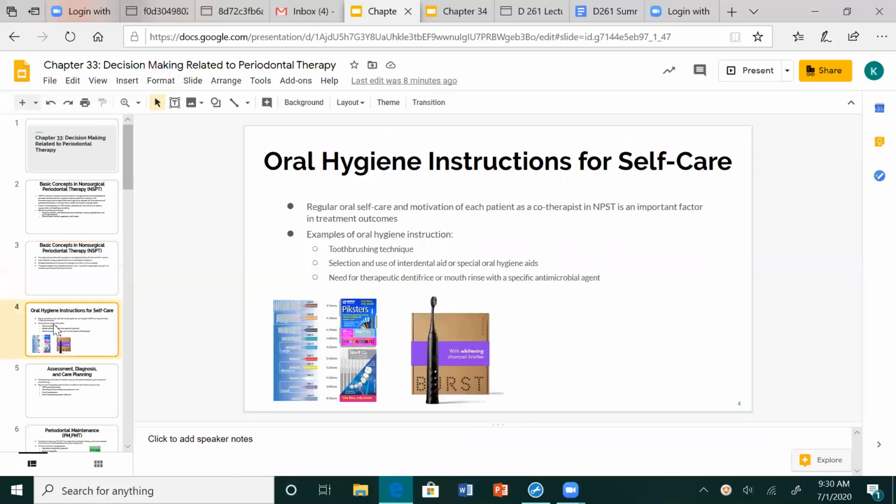Okay, so one of the biggest parts when you're doing scaling and root planing or non-surgical periodontal therapy is oral hygiene instruction for self-care. So this is talking to the patient. What are their current tools that they're using at home, and how can you make an improvement for them? Maybe it's someone who doesn't want to floss. So you say, okay, well, they have type 2 and 3 embrasure sizes, so maybe we should just do an interproximal brush instead. Talking about the need for an electric toothbrush, especially if they have exposed root surfaces.